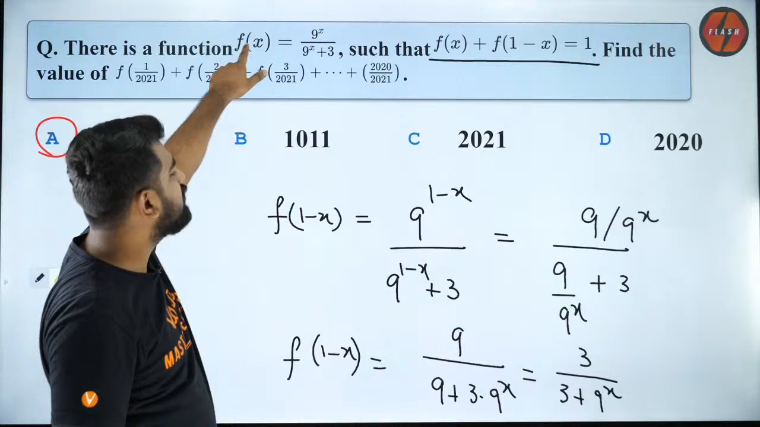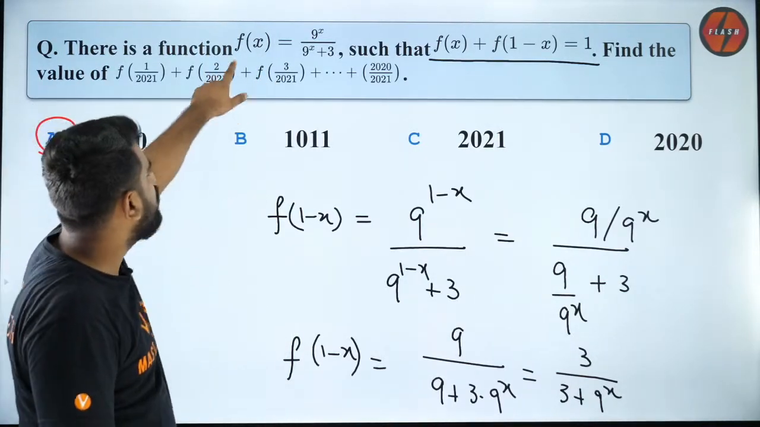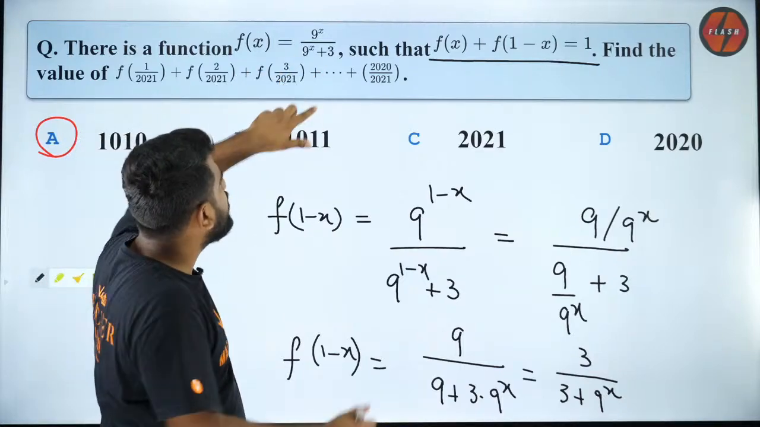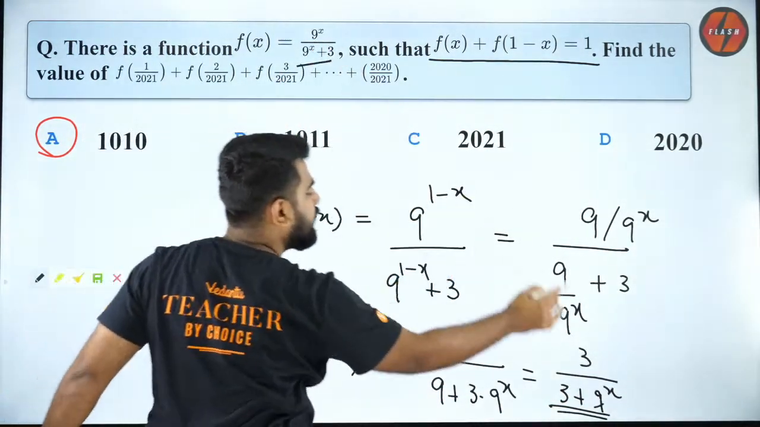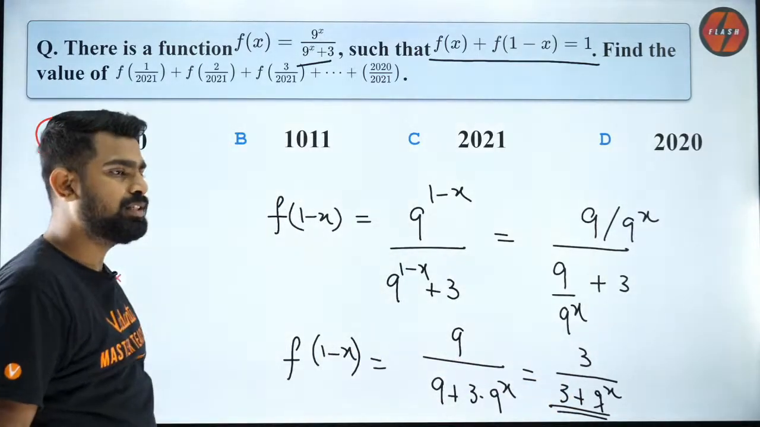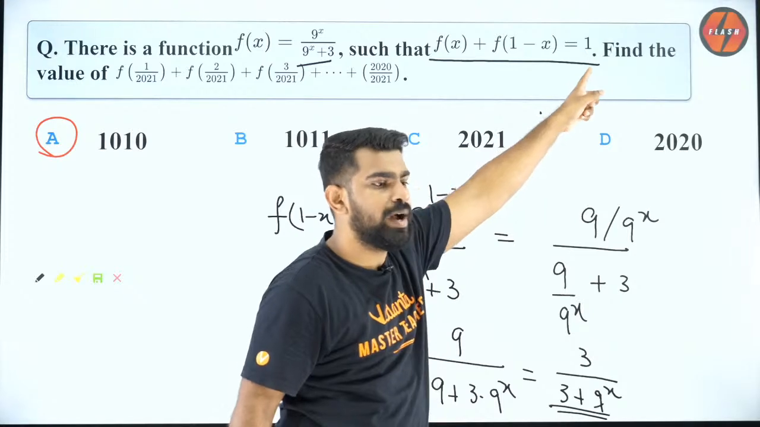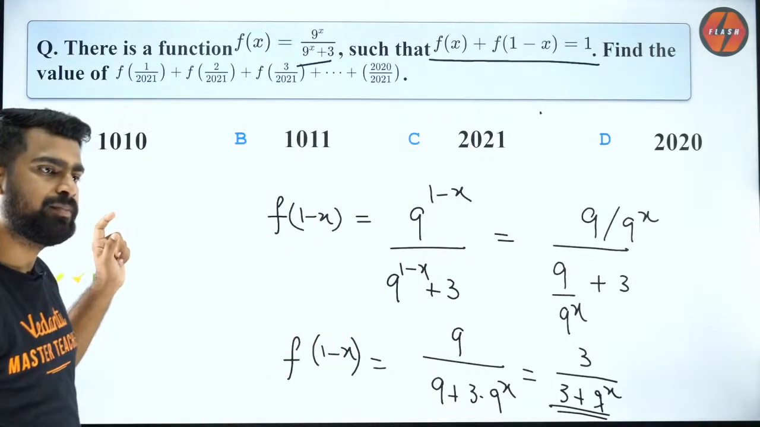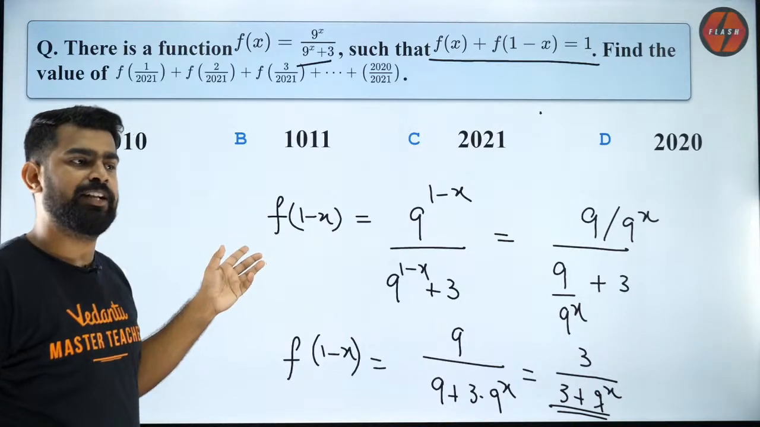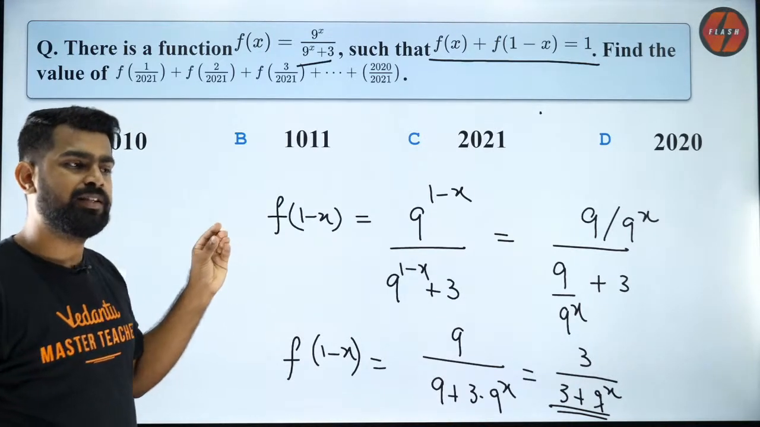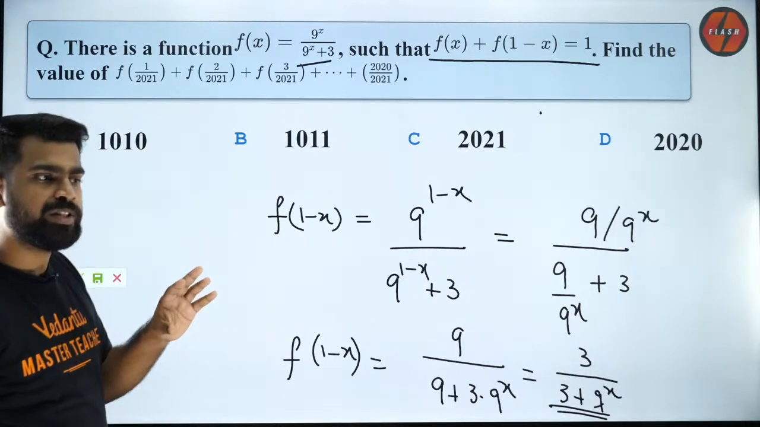So if I add it with that, don't you think I will get 1? If I add it with f of x, the denominators are the same, and the numerators add up to give the same denominator. So I can cancel it and I will get f of x plus f of 1 minus x equal to 1. Did you all understand that? I didn't do anything very fancy over here. I just did a basic manipulation. Yeah? Everybody clear with that?